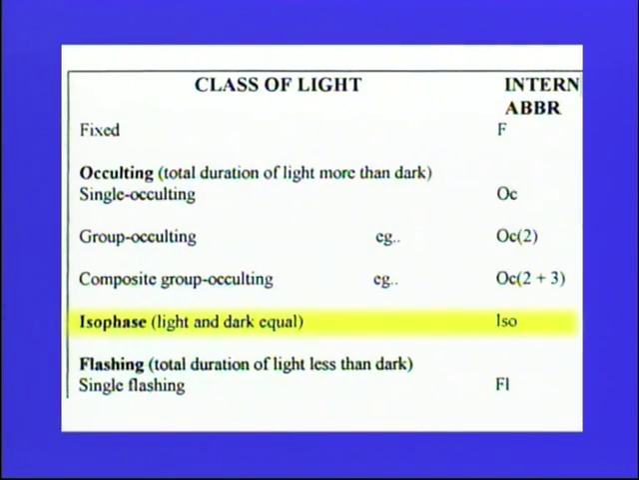Another example we have there is isophasing. Light and dark are equal. The abbreviation on the chart is ISO. So if it was isophasing every 2 seconds, it might be 1 second on, 1 second off. So an equal amount of light and dark.